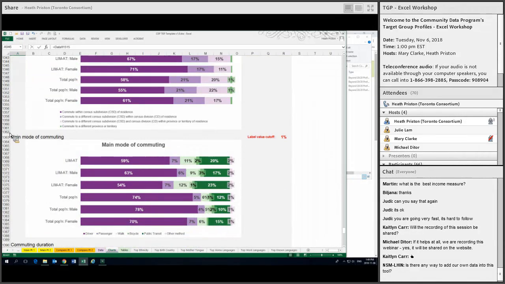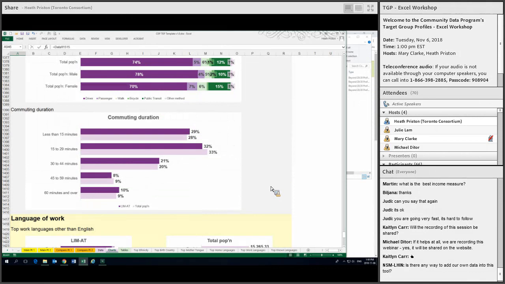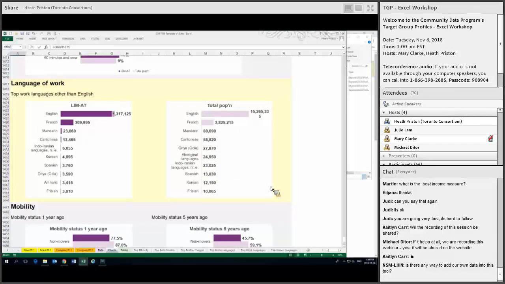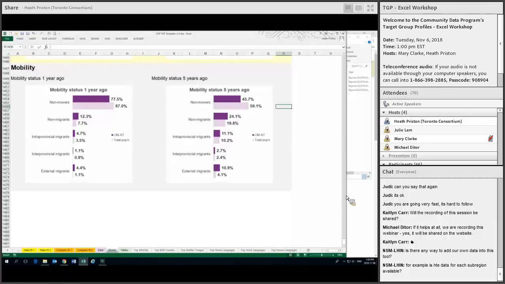And there's data about labor force, and place of work status. There's questions about your commuting destination. Do you work within the same census subdivision? Do you work within the same census division? Do you work within the same province, or do you commute to a different province? Your main mode of commuting: drive, passenger, walk, cycle, public transit. The length of your commute. What language do you work in? And then what was your mobility status 1 year ago and 5 years ago?